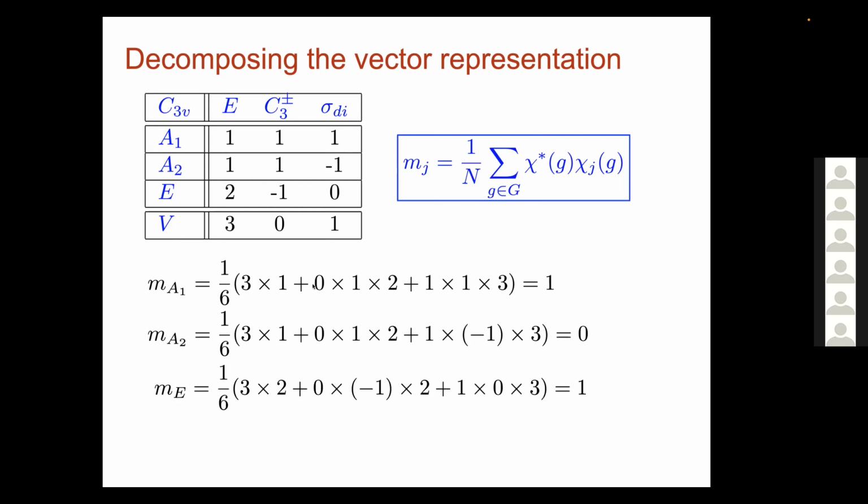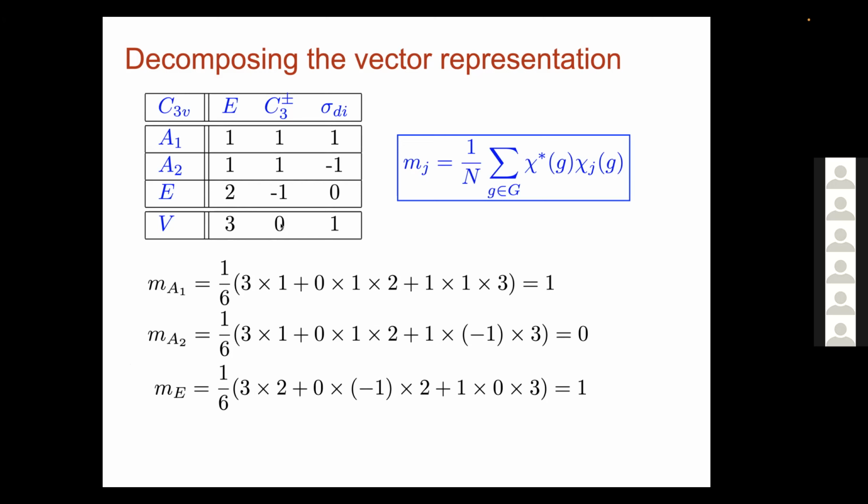So for instance, if you want to compute how many times E is in V, you have to take the product of this character times this. And here you have to be careful because remember that this sum is over the group elements. So I take this trace times this trace. This is this three, for instance, I want to compute this multiplicity. So I take this trace times this one, three times two. Now I take this trace times this one, three times minus one.